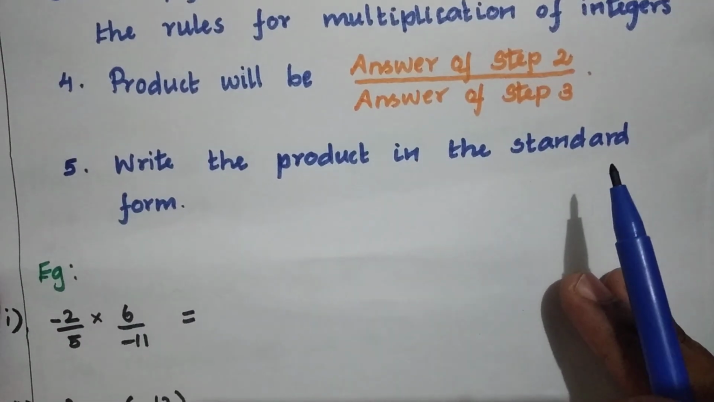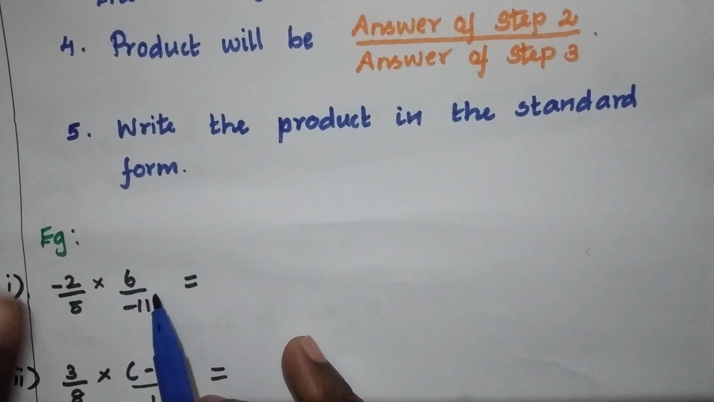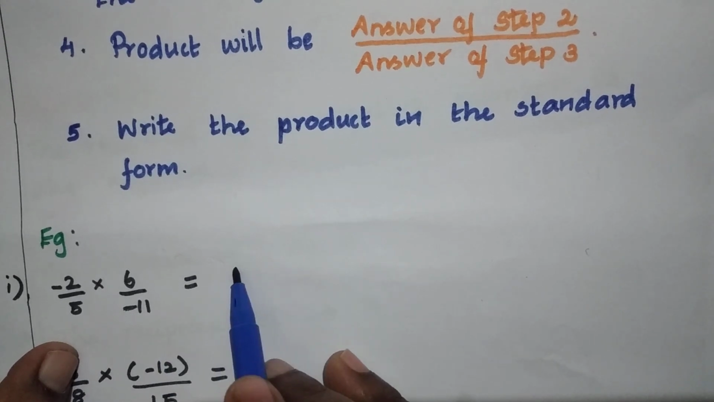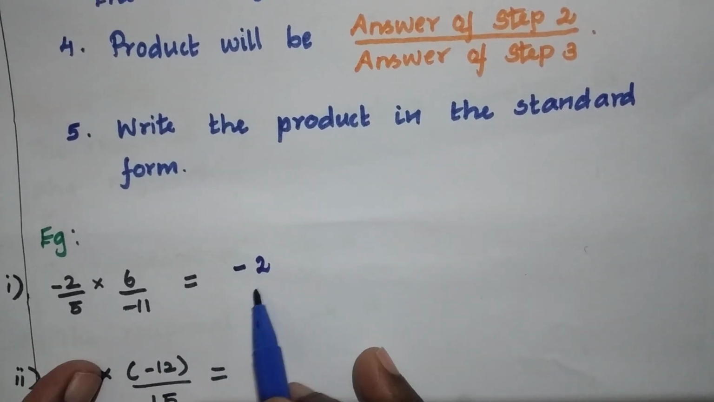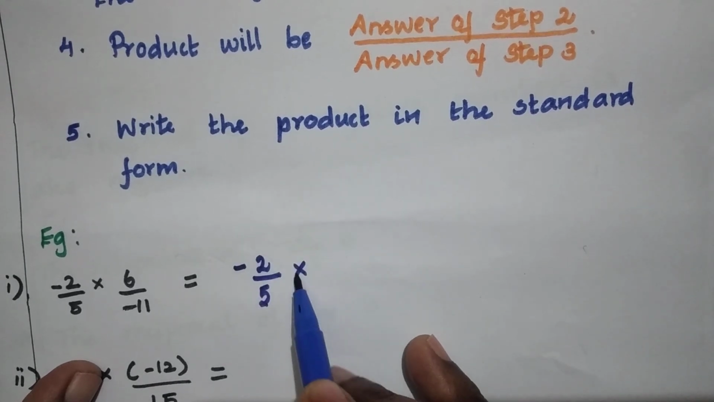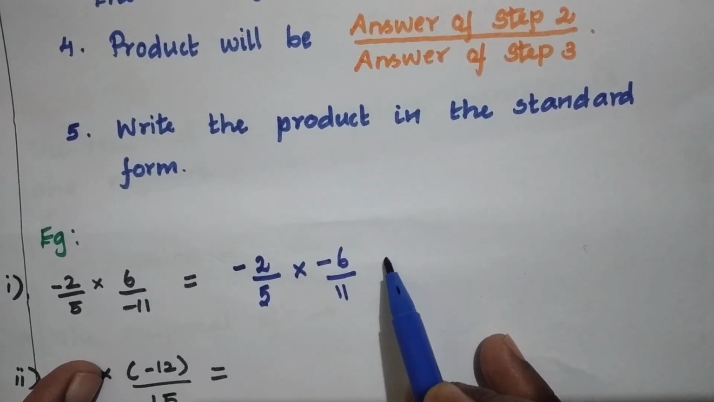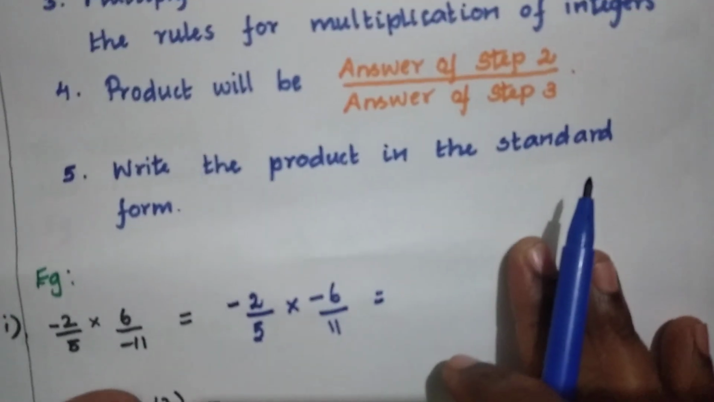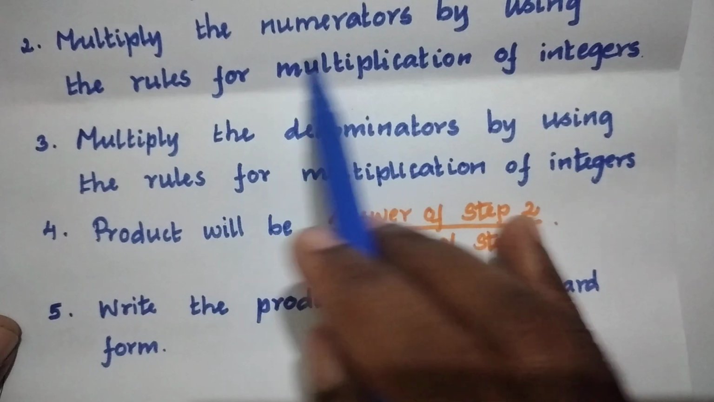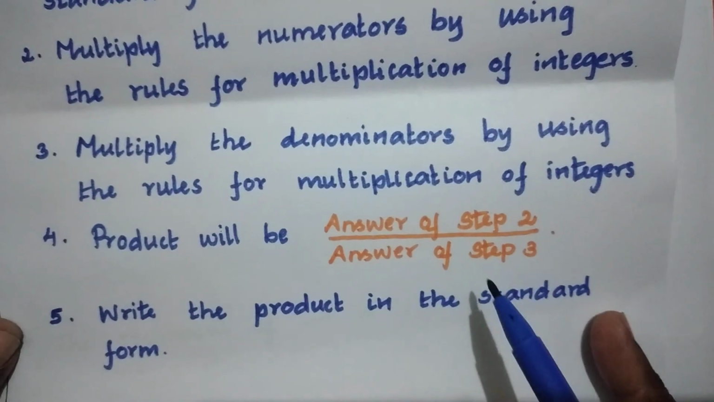Let us solve these examples. First one, minus 2 by 5 into 6 by minus 11. So the standard form of this one is, always we have to bring the negative sign to the numerator. So here, minus 6 by 11. Come to rule number 2. Multiply the numerators by using the rules for multiplication of integers.